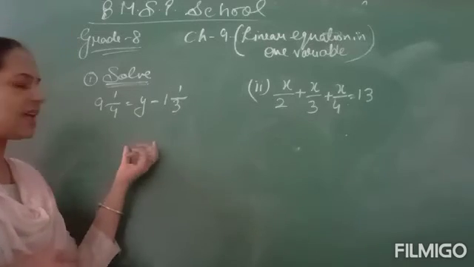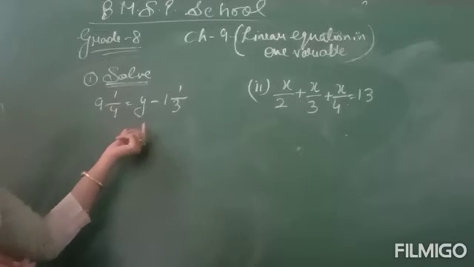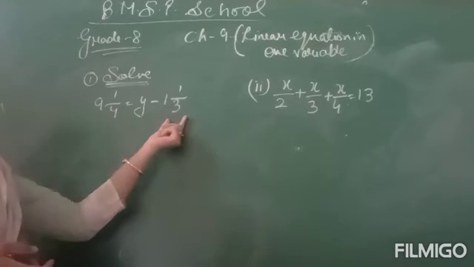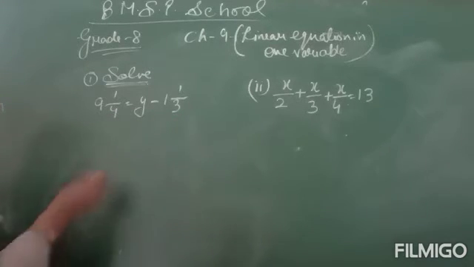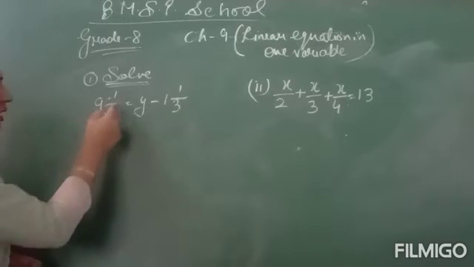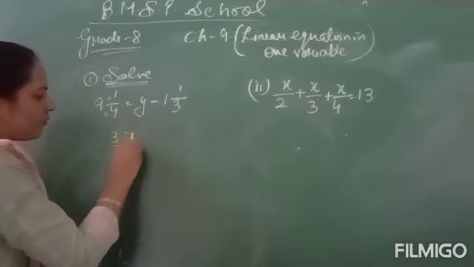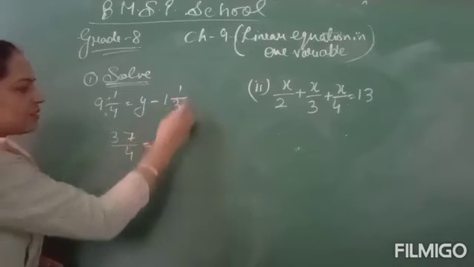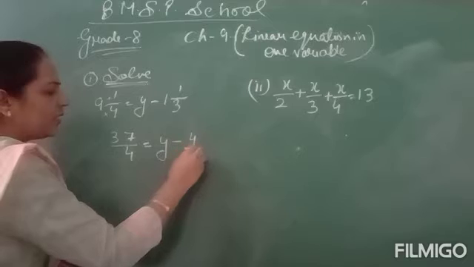Okay, the first question is: solve 9 1/4 y minus 1 1/3. Firstly, here is a mixed fraction, so we will change it into a simple fraction. What will we do? We will multiply and add. 9 4s are 36 and 1 is 37, so 37 by 4 is equal to y. 3 1s are 3 plus 1 is 4 by 3.